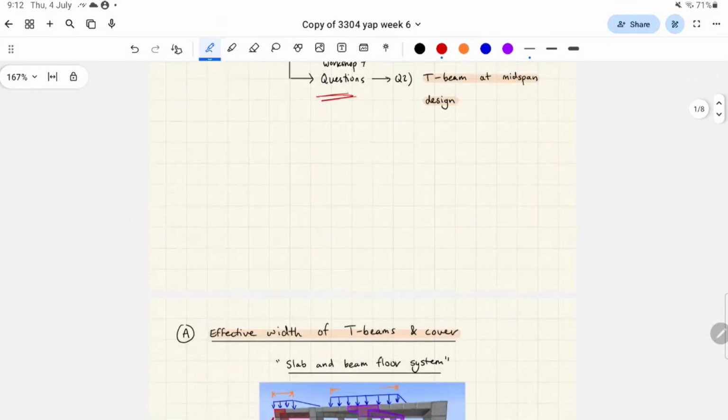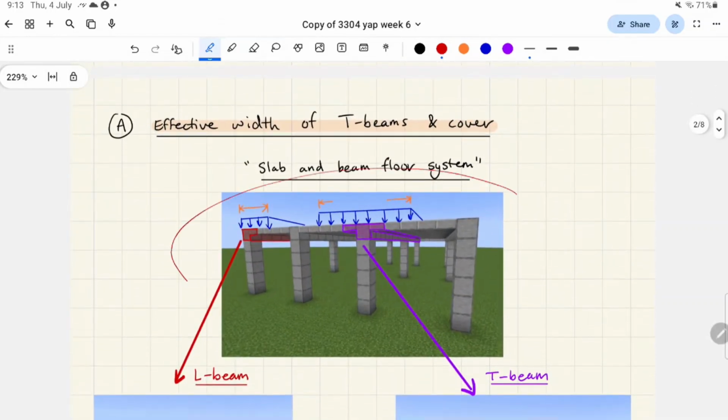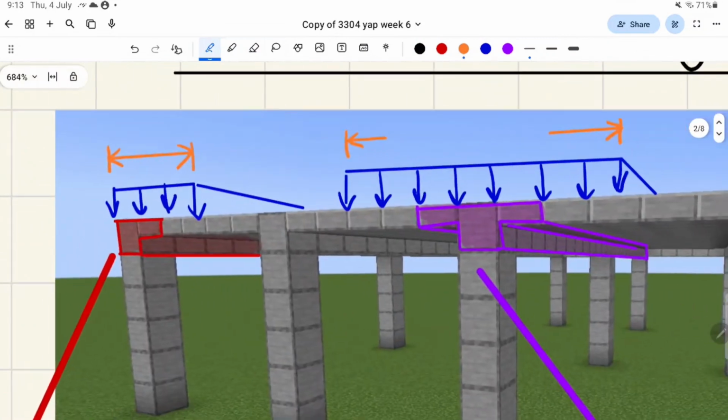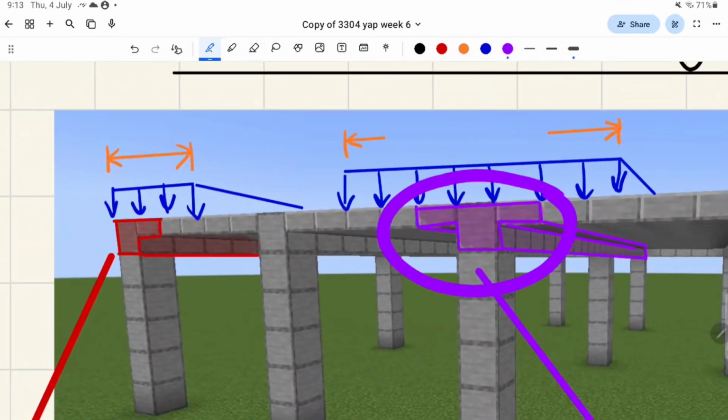I've got Minecraft up again. You remember this from before? This was our slab and beam floor system. Let's quickly iron out some terms. We've talked about the T-beam and why it is a T-beam: it's because the beam absorbs a little bit of the sides from the slab system.